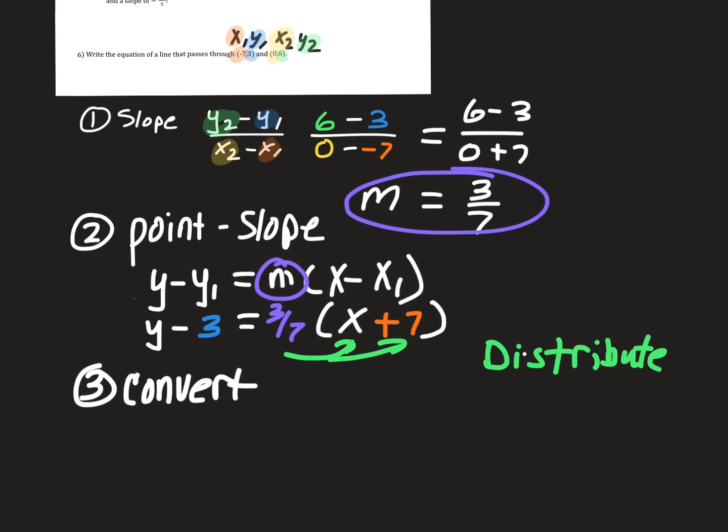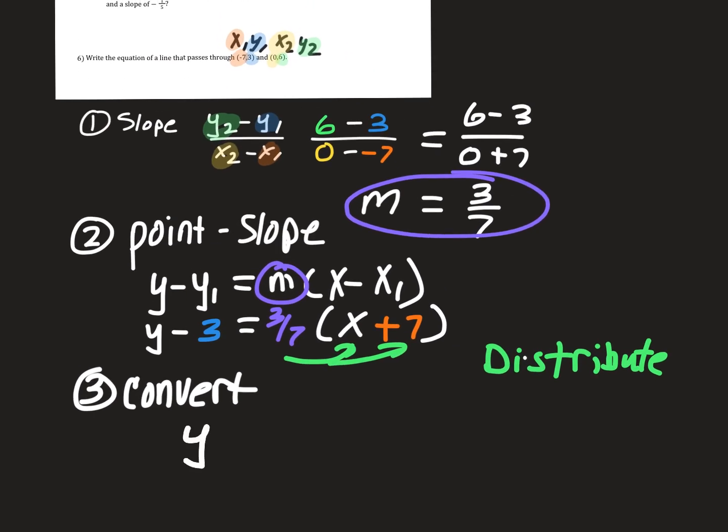So the y minus 3 is going to stay put. But then we're going to do 3 over 7 times x, which is 3 over 7x. And 3 over 7 times 7 is going to give us 3.